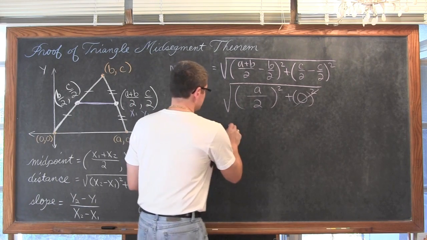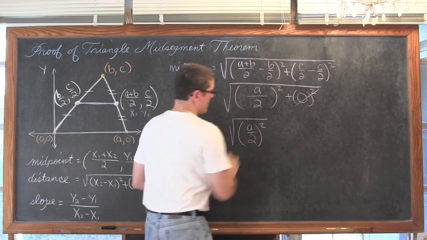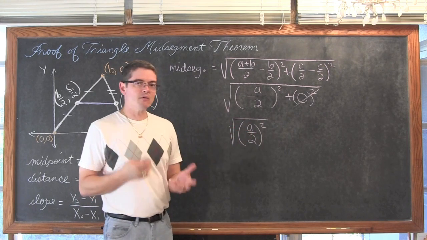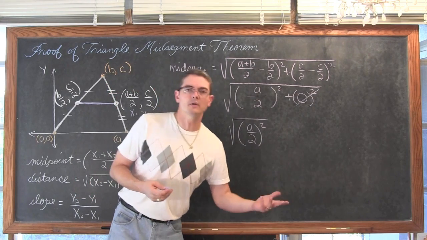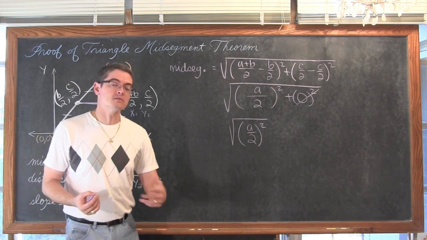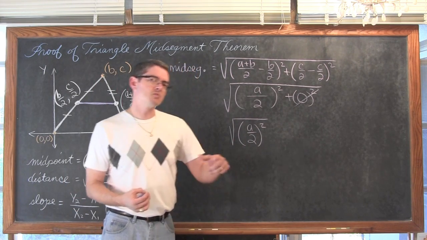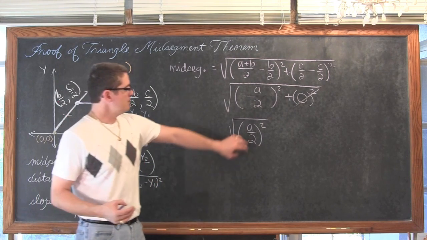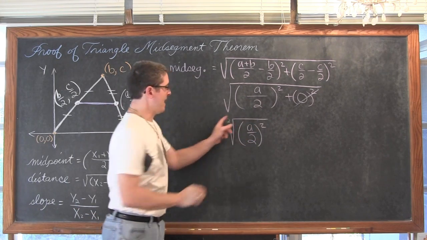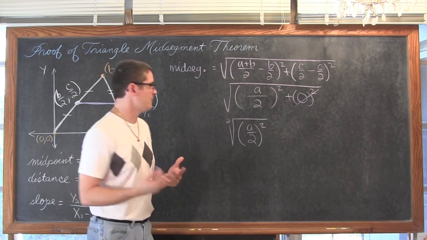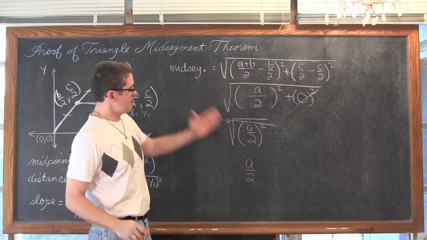And we have the square root of a over 2 squared. Now, what does a square root and a power of 2 do? Well, let's see here. 3 squared is 9, and the square root of 9 is right back down to 3. 4 squared is 16, and the square root of 16 is right back down to 4. 5 squared is 25. The square root of 25 is back to 5. So, if you only have one item or term inside of a square root, the square root and the power of 2 are going to cancel each other out, leaving you with just a over 2. So our midsegment has a length of a over 2.